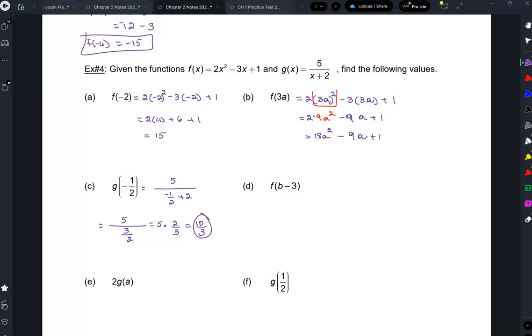How come when you square 3a, it's 9a squared? Because the square, since it's in parentheses, belongs to both of these, the a and the 3. So it's 3 squared, a squared, 9a squared.